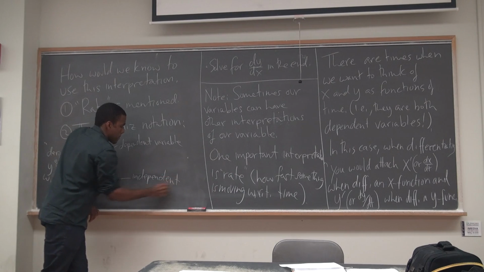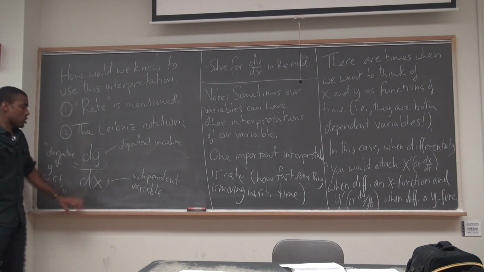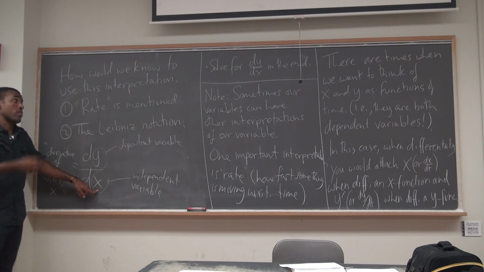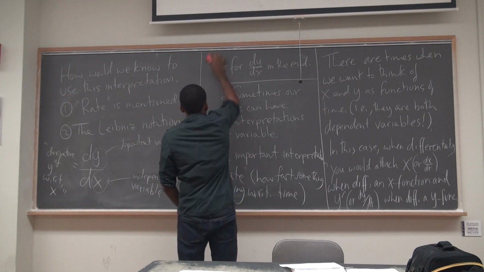So if this notation is used, you can look at the bottom and know, oh, x is the guy I'm thinking of as the input. So when I differentiate an x term, I don't have to do anything, but if I differentiate anyone else, I have to attach the prime, because you have to apply the chain rule. That's kind of how you want to think of it.